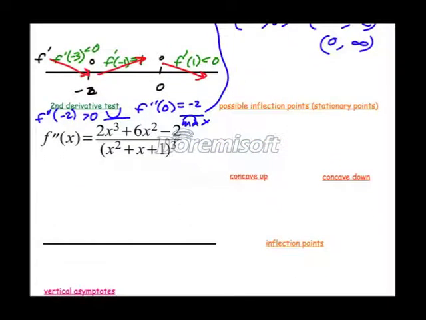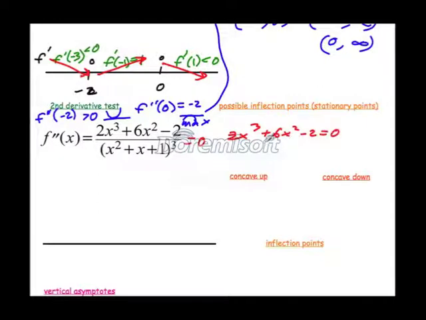Inflection points, possible inflection points, a little cautious here. We're interested, when is the second derivative equal to 0 or undefined? As I told my classes, these are sometimes called stationary points, which are the possible inflection points. First of all, it's never undefined, so it's just looking at when is that numerator of 2x cubed plus 6x squared minus 2 equal to 0?